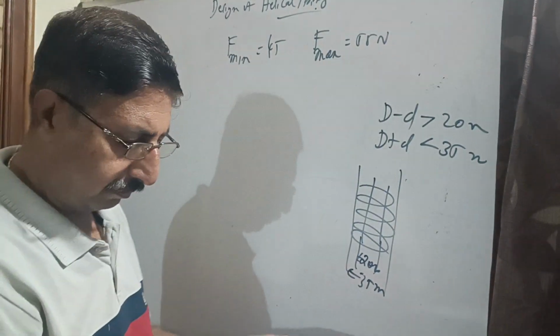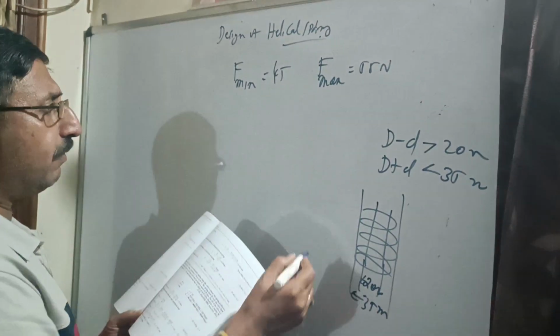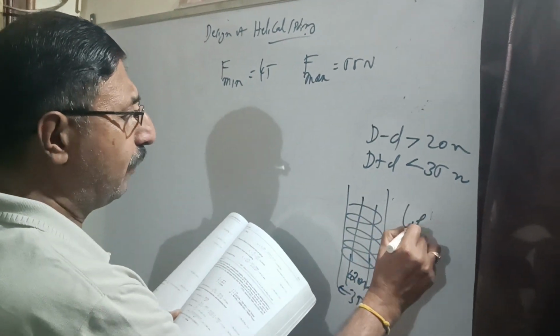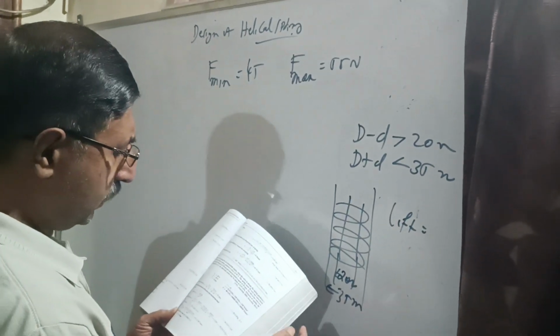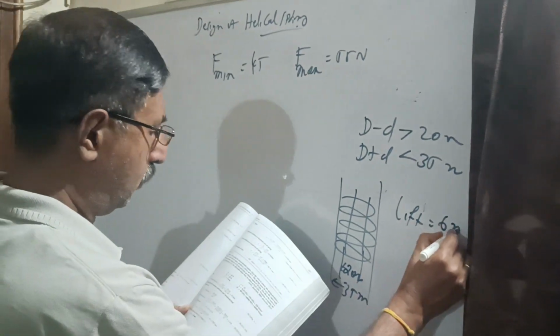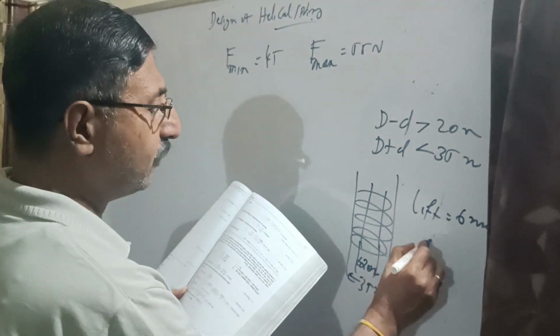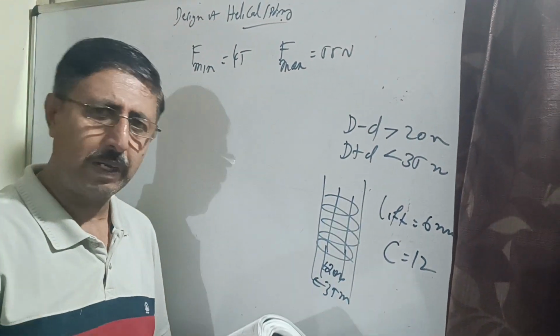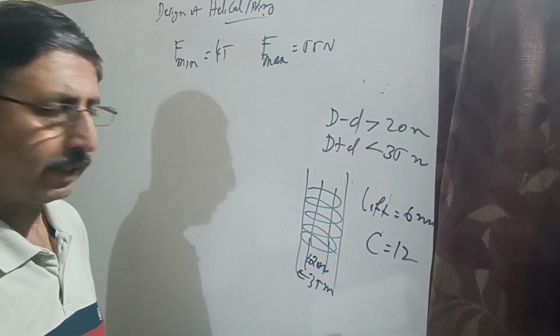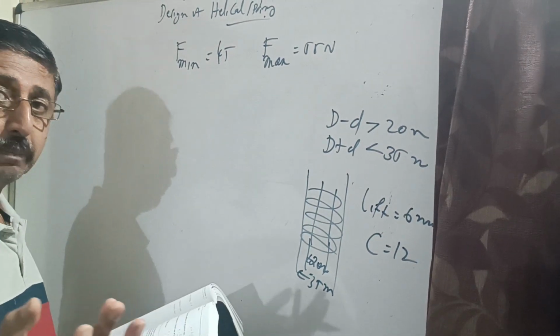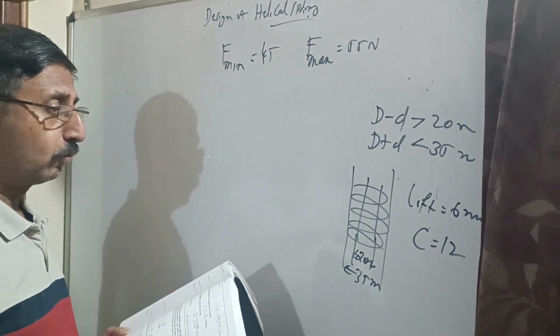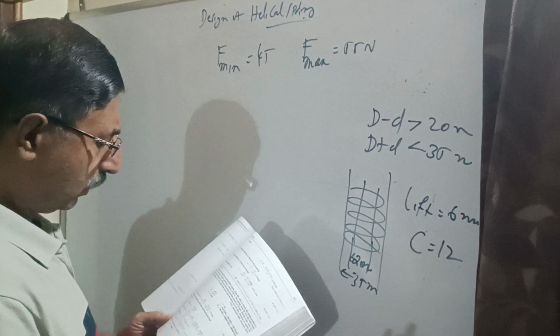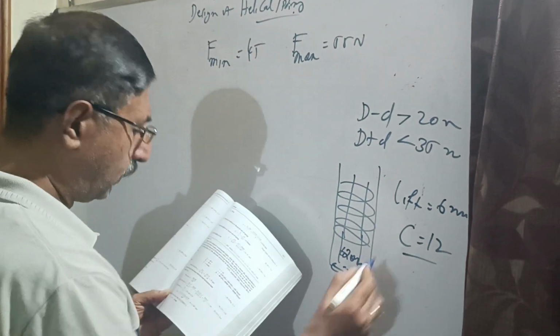Now, next, the lift of the valve is given. Lift is 6 millimeter. Spring index is given in this problem, 12. Now in some problems the spring index will not be given. In such problems we have to assume a suitable spring index. So by trial and error method we have to arrive at a suitable value of spring index. It all depends on the problem. Of course, in this particular problem, spring index is given.